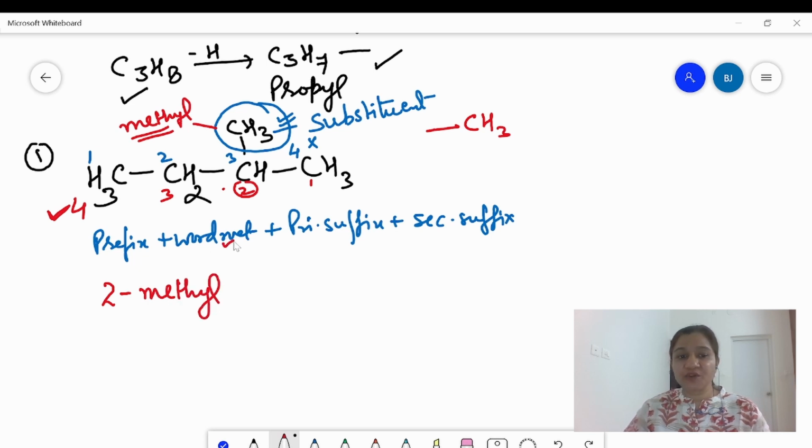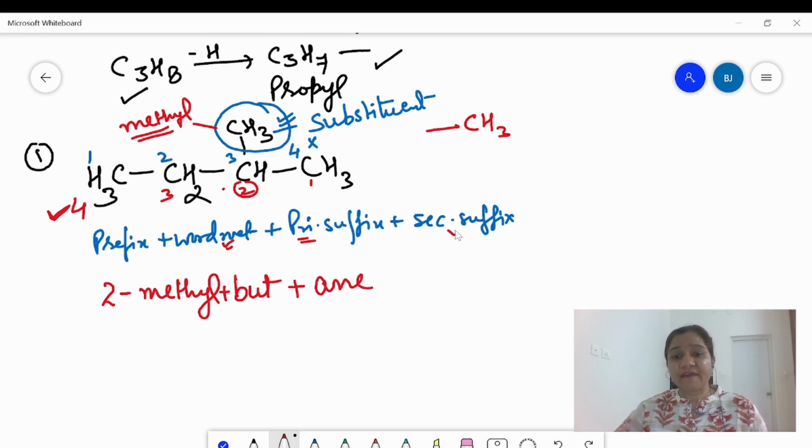Now what is the word root we have? Word root means a total of 4 carbons, so you will say but. For 4 carbons we use the word root but. Now primary suffix: I told you primary suffix is ane, ene, or yne. You need to see whether there is a double bond, single bond or triple bond between the carbons. We have all the carbons connected through single bonds, so the primary suffix will be ane.